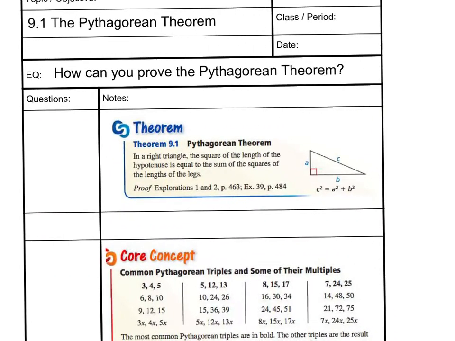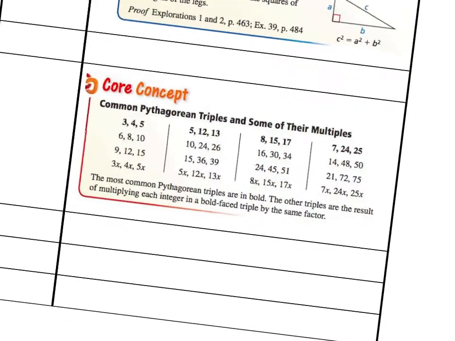So our first theorem is just the Pythagorean theorem, which you should definitely know. This just says in a right triangle, the square of the length of the hypotenuse is equal to the sum of the squares of the lengths of the legs. So that's just our very famous a squared plus b squared equals c squared statement. You might have seen this before.